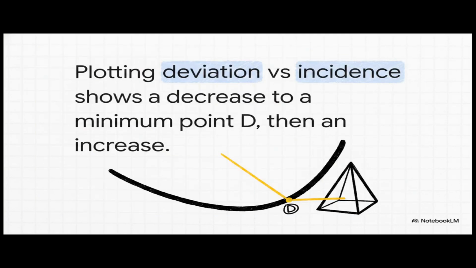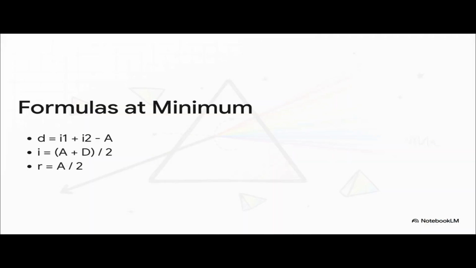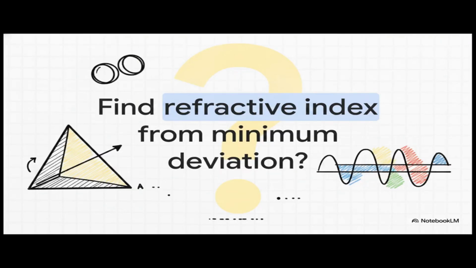As light enters, its deviation drops to a very specific minimum point, then goes right back up. At that exact minimum point, perfect geometric symmetry suddenly emerges right inside the prism's light path. Because of this symmetry, the math totally simplifies for all the angles involved. It's super elegant. So how do we actually use this minimum deviation to figure out the glass's unique properties?